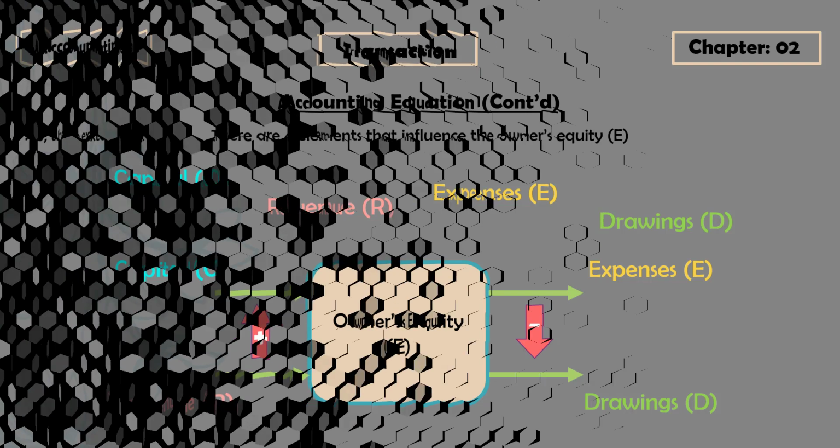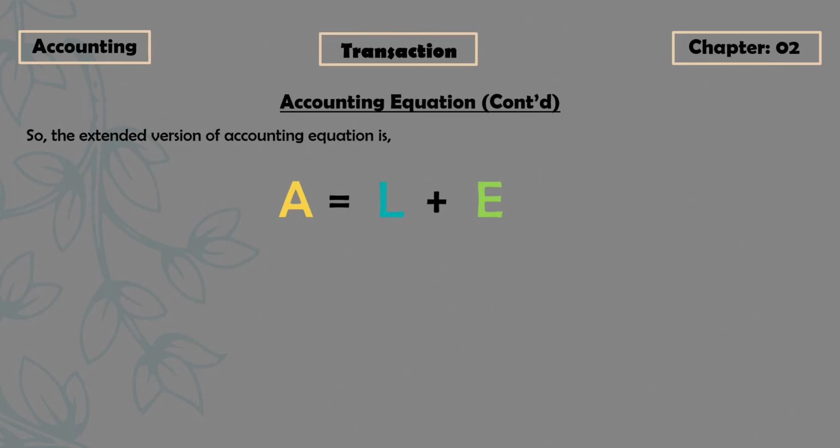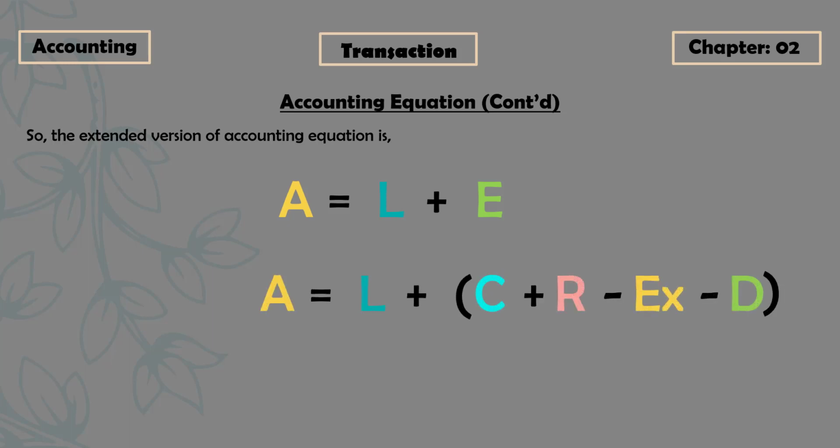So plugging the four elements into E, we get the extended version of the accounting equation. It is A equals L plus bracket C plus R minus EX minus D. That means assets equal liabilities plus capital plus revenue minus expenses minus withdrawals or drawings. So this is the extended version of the accounting equation.